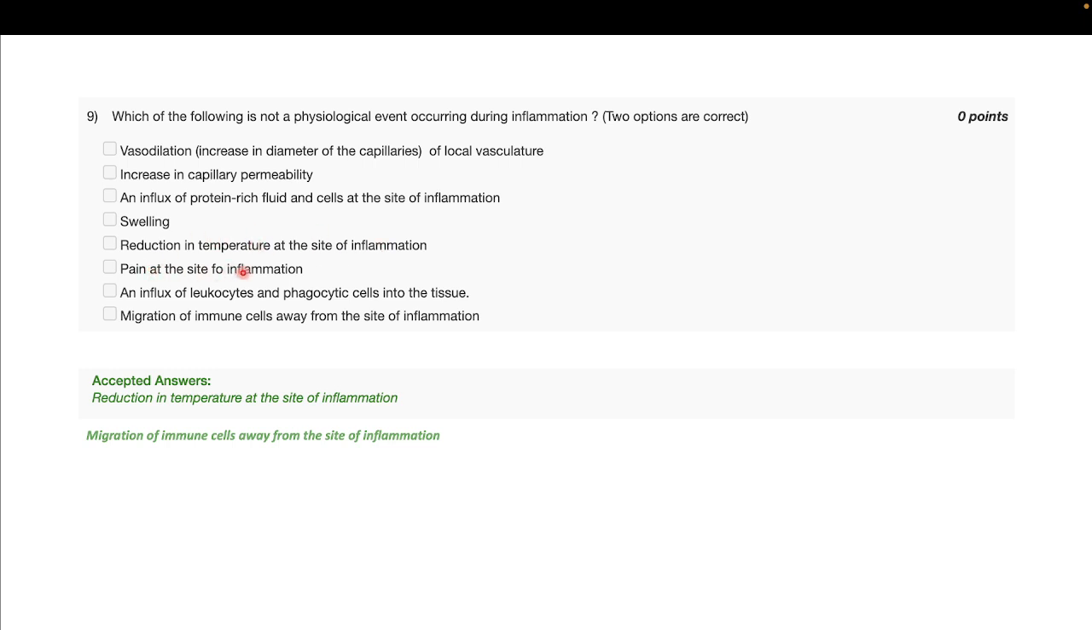Pain at the site of inflammation will be there. An influx of leukocytes and phagocytic cells into the tissue, this also happens. Migration of immune cells away from the site of inflammation is false, because your immune cells will come towards the site of inflammation because of your cytokines being released there. So the things that don't happen during inflammation are reduction in temperature and migration of immune cells away from the site. Clear?